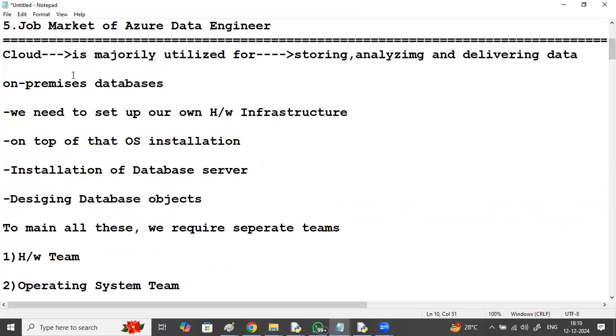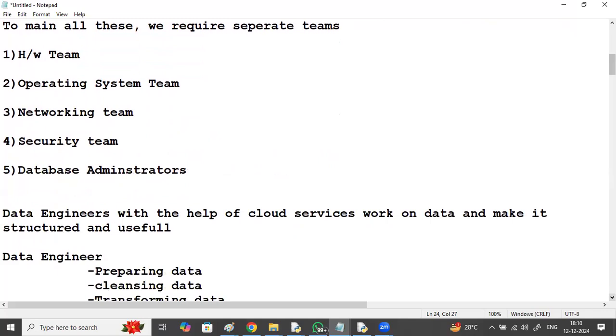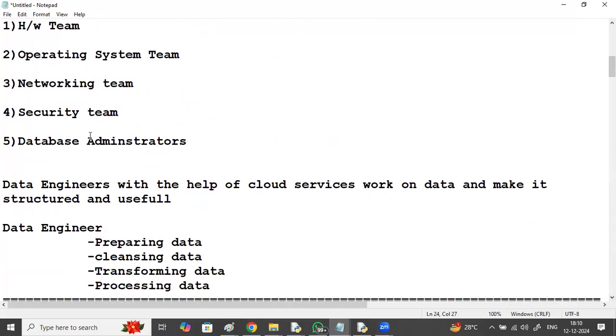Generally, if we discuss the difference between on-premises and cloud: in the case of on-premises, we need to set up our own hardware infrastructure, on top of that OS installation, installation of the database server, and designing database objects. To maintain all this, we require separate teams: a hardware team, an operating system team, a networking team, a security team, and database administrators, right? Many teams are required.